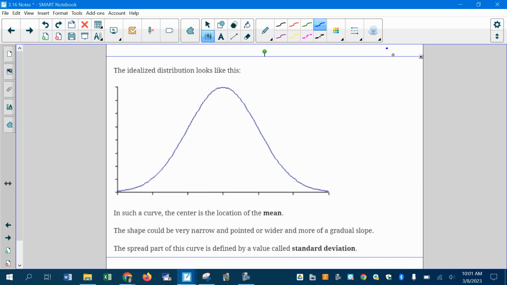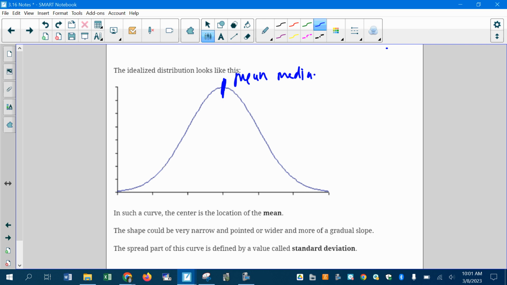Bell-shaped graphs look like this. I just want to draw your attention to two things. First, in the case of bell-shaped, the mean is in the center, and so is the median. The mean and the median are different things, but both are in the center. A bell could be really steep, so it could look like this, which is still considered bell-shaped, or it could look like the original blue one.